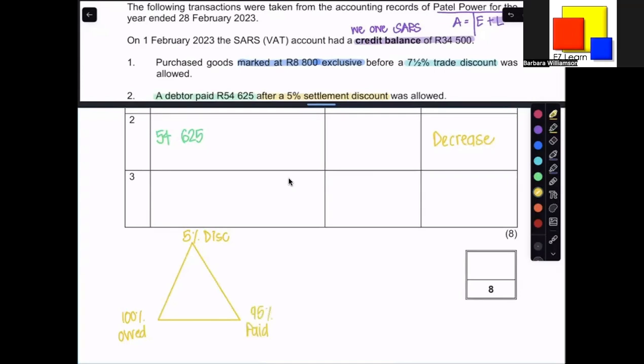So if that 5,625 is the amount that was paid, that means that is 95%. So you're going to put 95 at the bottom because that's the amount paid. And obviously you're looking for the discount, so you'll put the discount at the top.